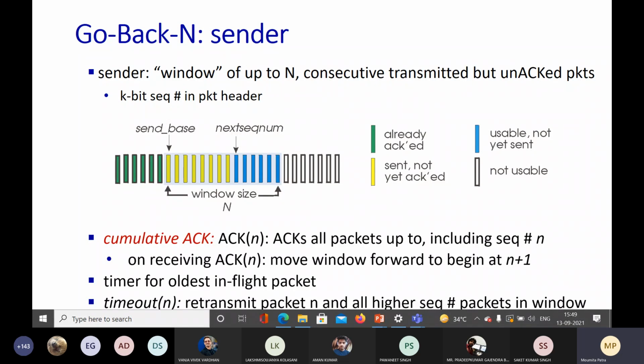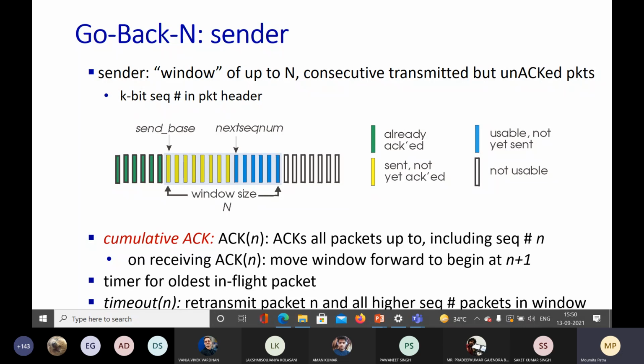Let's see first how this Go-Back-N works. So this is a cumulative acknowledgement scenario. We have already seen it, that a number of packets are being sent. Here it is of size n. So up to n sequence number packets can be sent, and the corresponding acknowledgements can be received cumulatively.